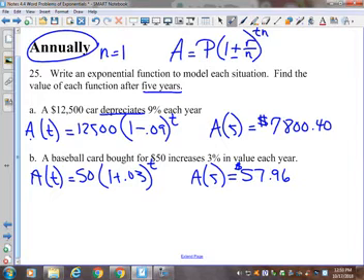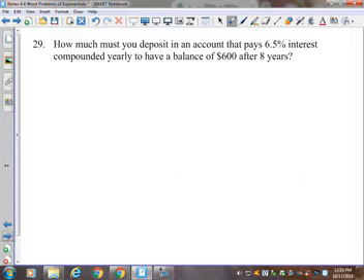So annually is pretty simple. There's nothing real complicated about annual. But sometimes it can be a little strange. So let's look at one more. How much did you deposit in your account to pay 6.5% interest compounded yearly? Does the word yearly and annually mean the same thing? Yes. It means once a year.